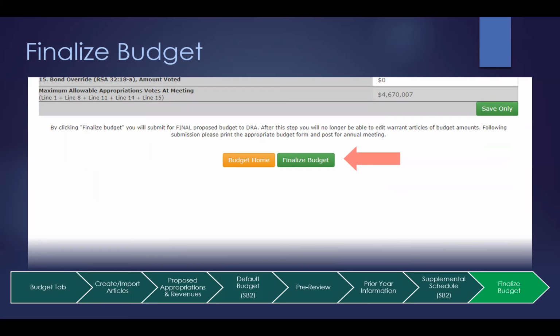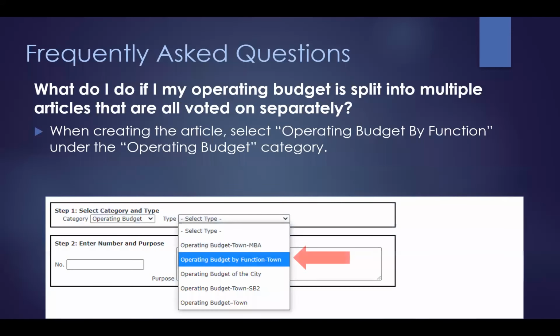Now, what I want to talk about real quick are some frequently asked questions, and then I'll open it up to everybody if anybody has any questions or comments. So what do you do if you have multiple operating budget articles that are voted on separately? This happens in some communities. Some of you will vote on your water treatment budget separately from the rest of your operating budget, for instance. You have an article type for that. It's operating budget by function for towns. So you'll select that. You can create as many of these as you need, and the system will know that they are all operating budget articles.